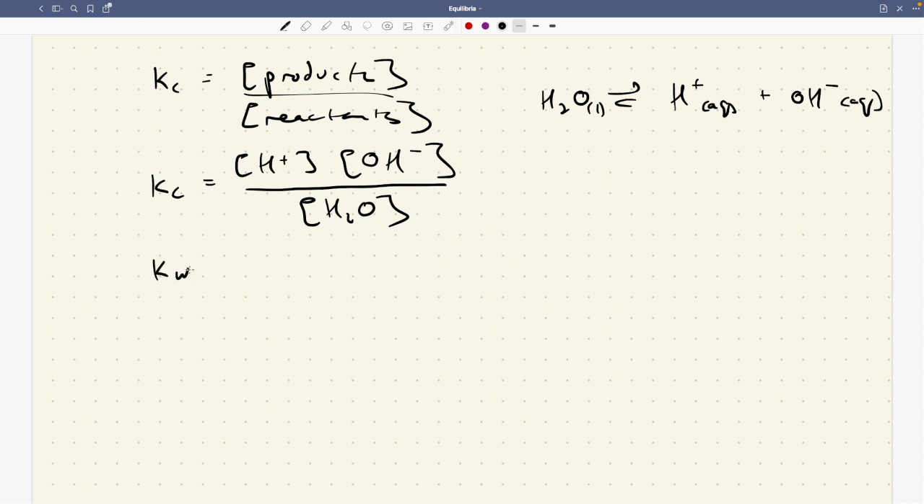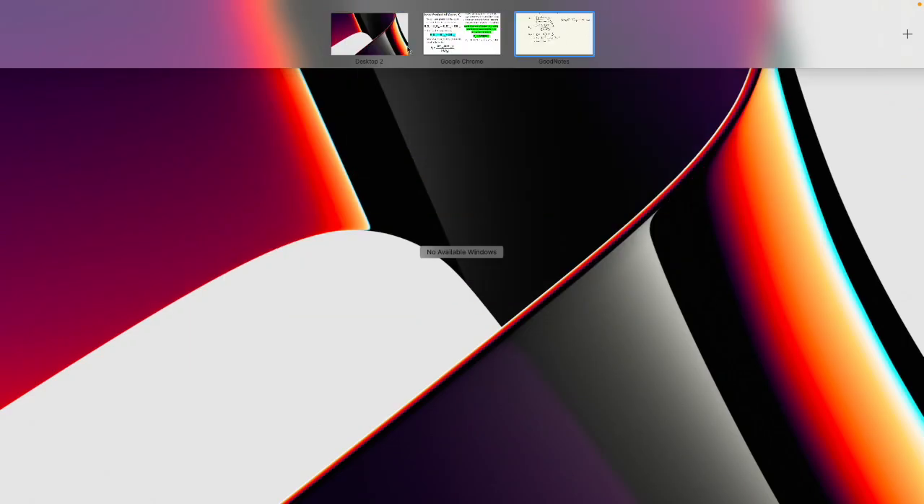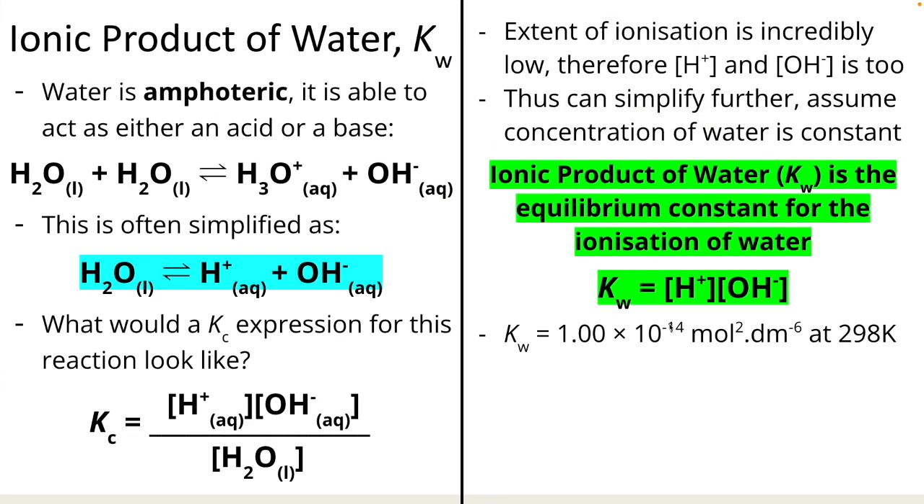So let's say we've got a Kw expression, which is H+ times OH-. If we say the concentration of water is constant, well, we're going to have units. We've got a mole per decimeter cubed, and we're going to multiply that by a mole per decimeter cubed because these both have the same units. That gives us a unit of mole squared per decimeter cubed squared, which becomes mol² dm⁻⁶. We can add those powers with our power laws. So that'll be our units of Kw.